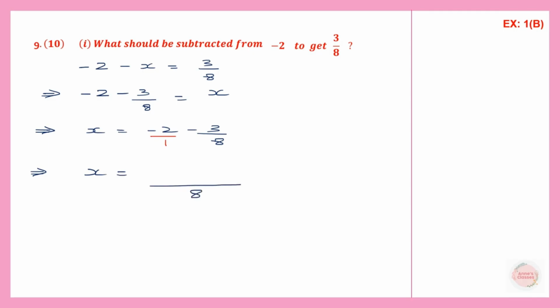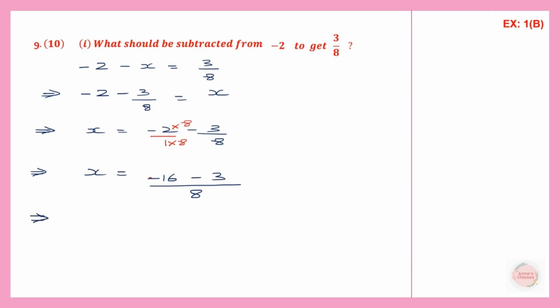Look at the first rational number, minus 2 by 1. So 1 into 8 is 8, so multiply minus 2 also by 8. Minus 2 into 8 is minus 16. Now look at the second rational number, minus 3 by 8. 8 is the same, so we write this as it is, minus 3.